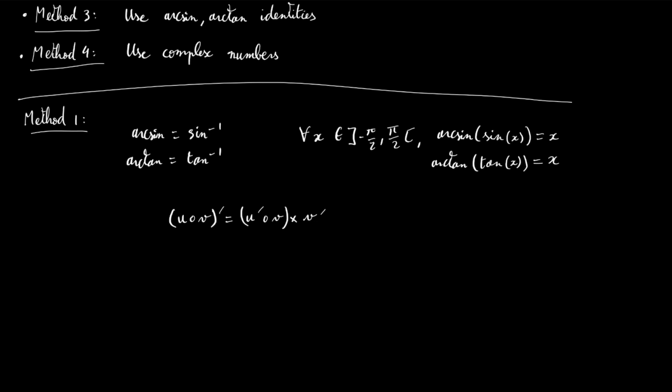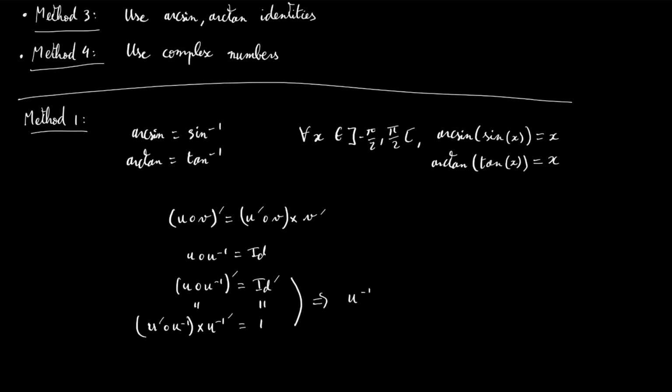We remember that a function composed with its inverse is equal to the identity, and we can differentiate the two sides of the equality. So we have the derivative of u round u minus 1 equal to identity prime. Identity prime is equal to the number 1. And the derivative of u round u minus 1 is equal to u prime round u minus 1, everything multiplied by u minus 1 prime, and this is equal to 1. So this means that the derivative of u minus 1 is equal to 1 over u prime round u minus 1.